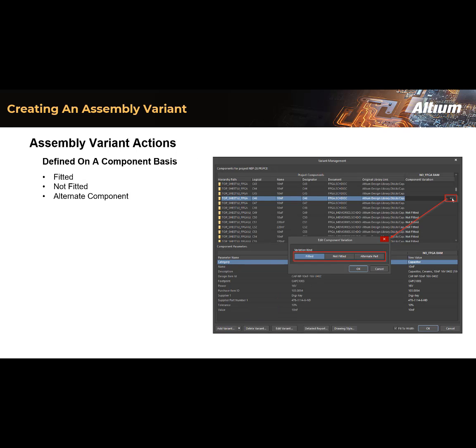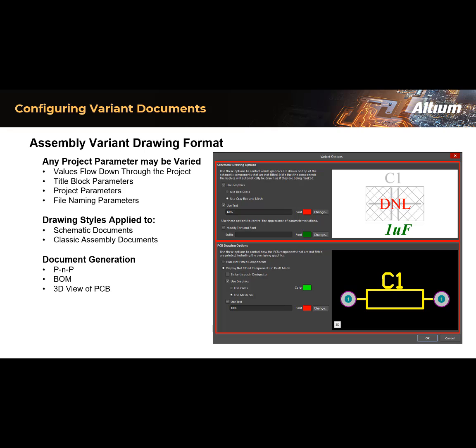Now, once the new assembly variant has been created, the component actions are applied to the left of the selected component. The Browse button will pop up a dialog allowing you to choose the fitting and alternate part actions. The variant options modal dialog is opened by clicking on the drawing style button. The dialog is divided into two regions. The upper region is for schematic drawing options, and the lower section is for the classic assembly drawing options.